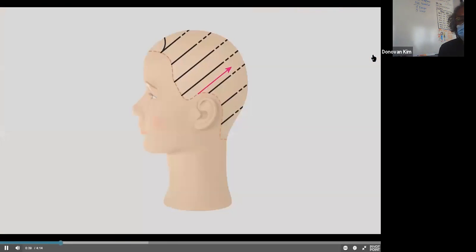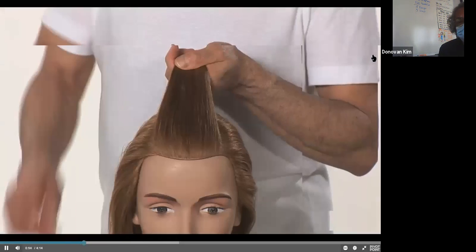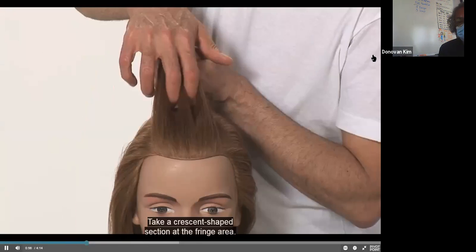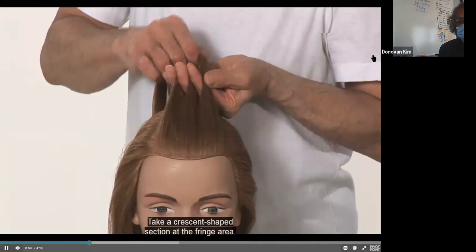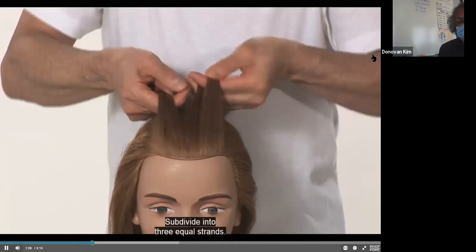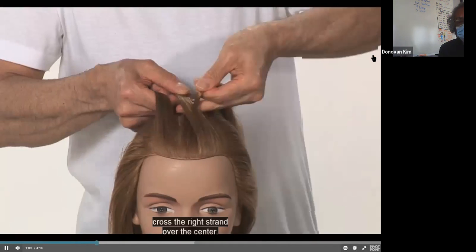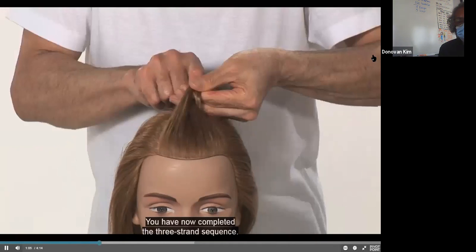The art shows a crescent-shaped section of the front hairline. Partings that conform to the curve of the head are taken toward the center for the remainder of the exercise. Distribute the hair straight back. Take a crescent-shaped section of the fringe area. Subdivide into three equal strands. Cross the left strand over the center strand, then cross the right strand over the center. You have now completed the three-strand sequence.